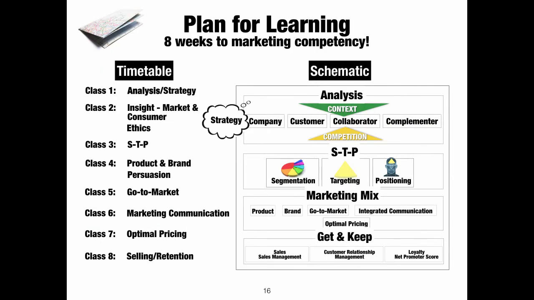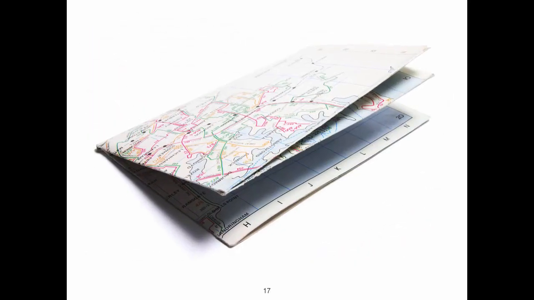There it is in a nutshell, the timetable on the left with 8 classes and the schematic on the right with what we're going to attempt to do: analysis, STP, marketing mix, and get and keep. Now, if I've repeated that several times, there's a reason for that, and that's the way we're going to try to run these little videos, make them fairly short, and yet compact and repetitive so that you'll walk away remembering some of the important things we need to talk about.